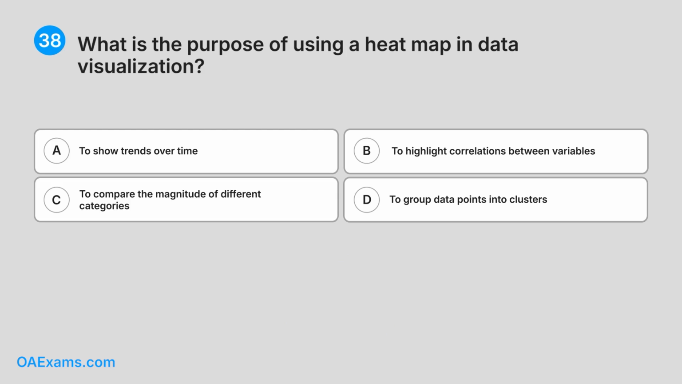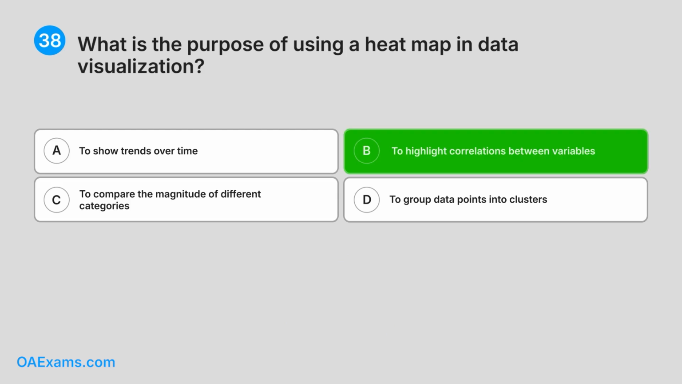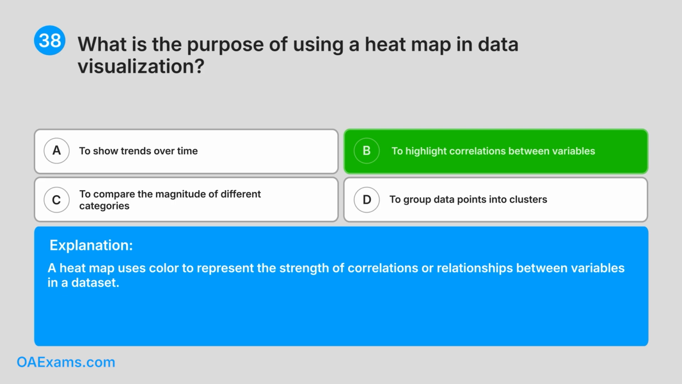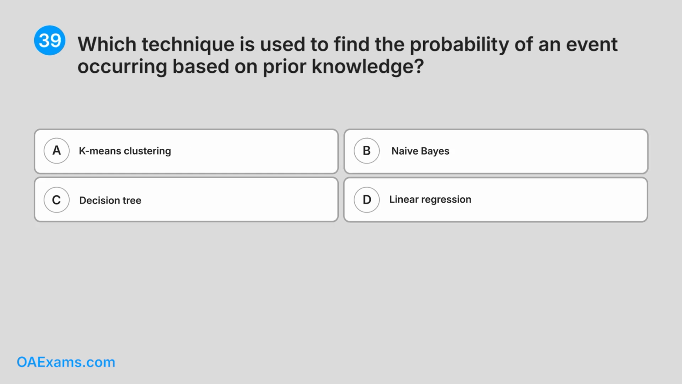Correct answer, B. To highlight correlations between variables. Explanation. A heat map uses color to represent the strength of correlations or relationships between variables in a dataset. 39. Which technique is used to find the probability of an event occurring based on prior knowledge?